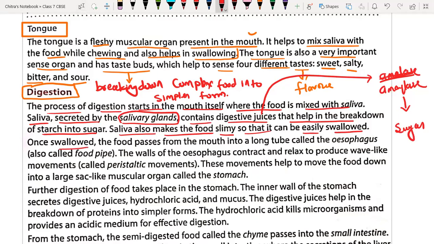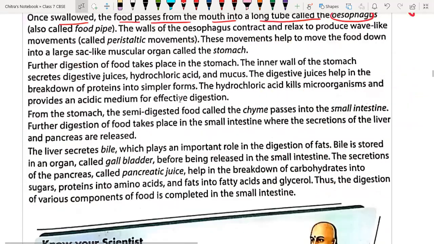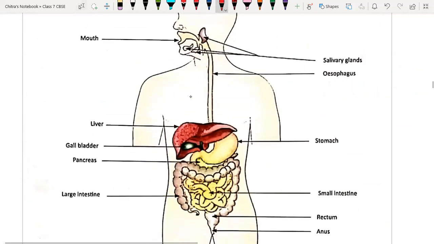Once the food is swallowed, it passes from the mouth into a long tube-like structure called the esophagus. Let me show you the diagram over here. This is the mouth. Here in the mouth, different processes like churning and mixing with saliva take place. Then from here, food passes through the tubular structure called the esophagus. It is oesophagus, the O is silent here, so it is pronounced esophagus.